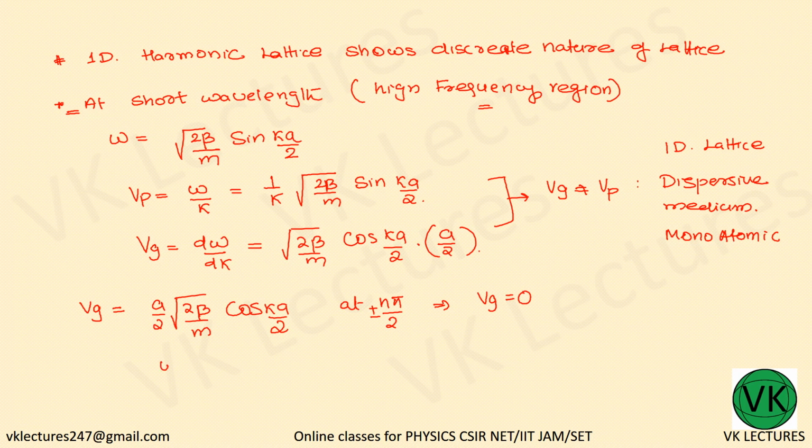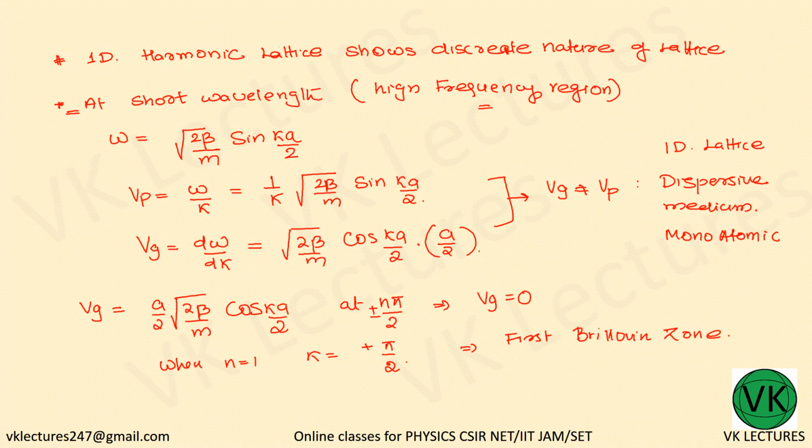Now when n equal to 1, that means at pi by 2, or k equal to plus pi by 2, so at k equal to pi by 2 or n equal to 1, this is called the first Brillouin zone.